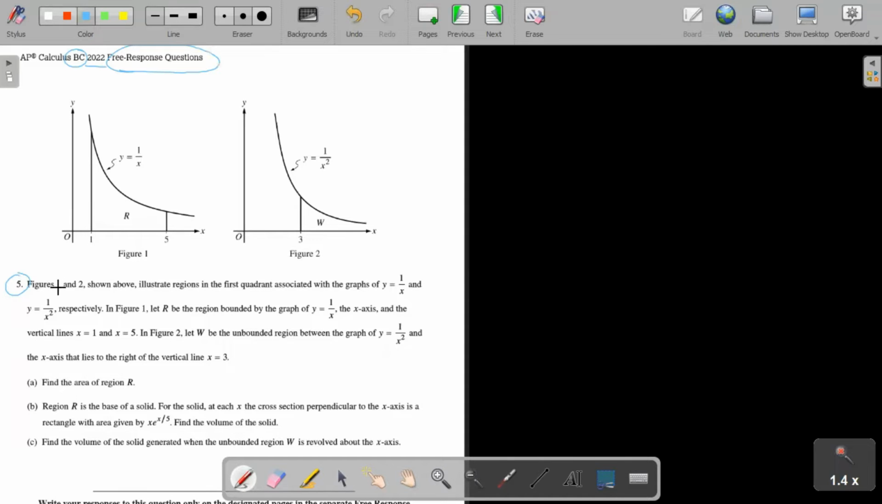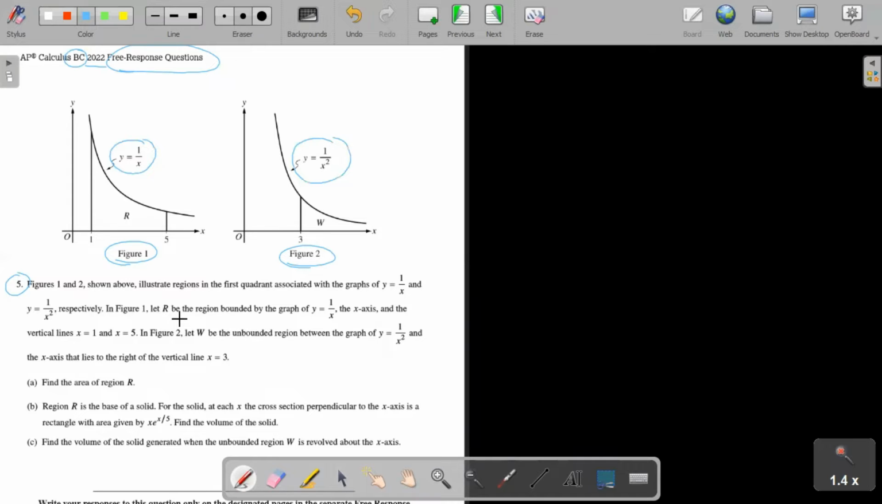The question is figure 1 and 2. This is figure 1, this is figure 2. They illustrate the regions in the first quadrant. So this is the first quadrant associated with the graph y is equal to 1 upon x. So this is the graph of y is equal to 1 upon x and y is equal to 1 upon x square respectively.